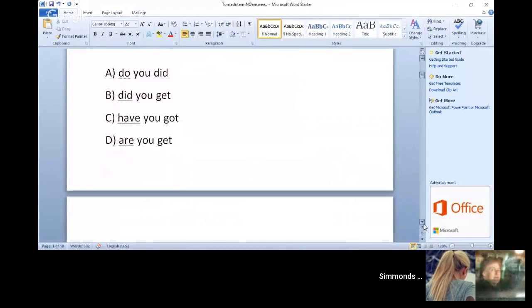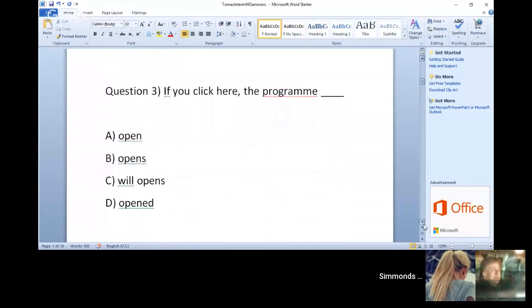Good. Okay, so question number 3. And as you know, my computer's American, so it says the program is spelled incorrectly. So, okay, well, Garrett, it's your turn again. So why don't you go ahead and read the question for us? Okay, if you click here, the program blank, and the option is B, opens. The program opens. Okay. And Ken, do you agree or disagree? Yes, I agree. Opens sounds natural. It sounds natural. Okay, perfect.